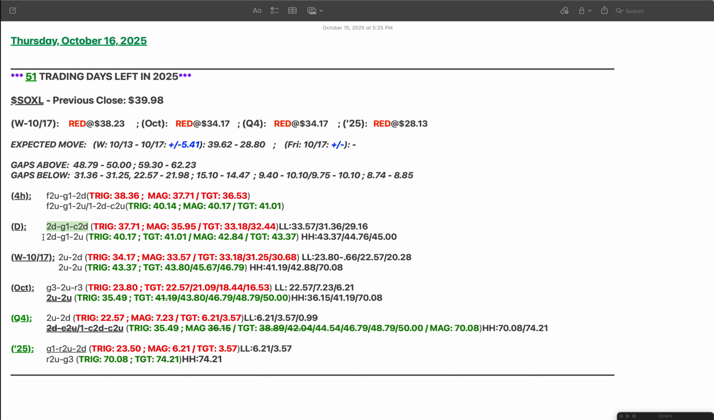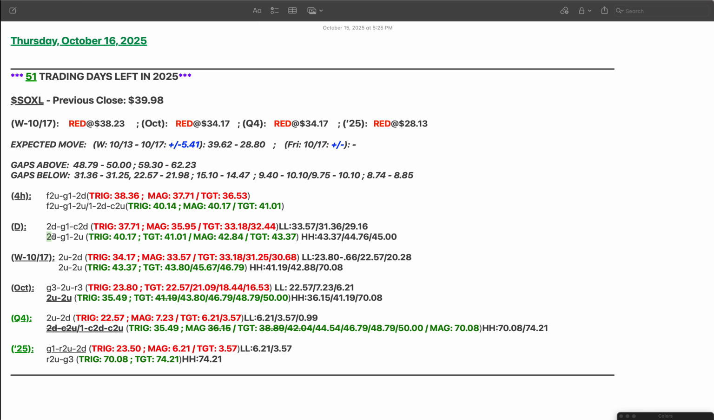If we do get price action to the downside and go below today's low, that triggers a 2 down, green 1, combo 2 down. That triggers at 37.71 with a magnitude of 35.95. Extended targets of 33.18 and 32.44 if the bottom really falls out there.